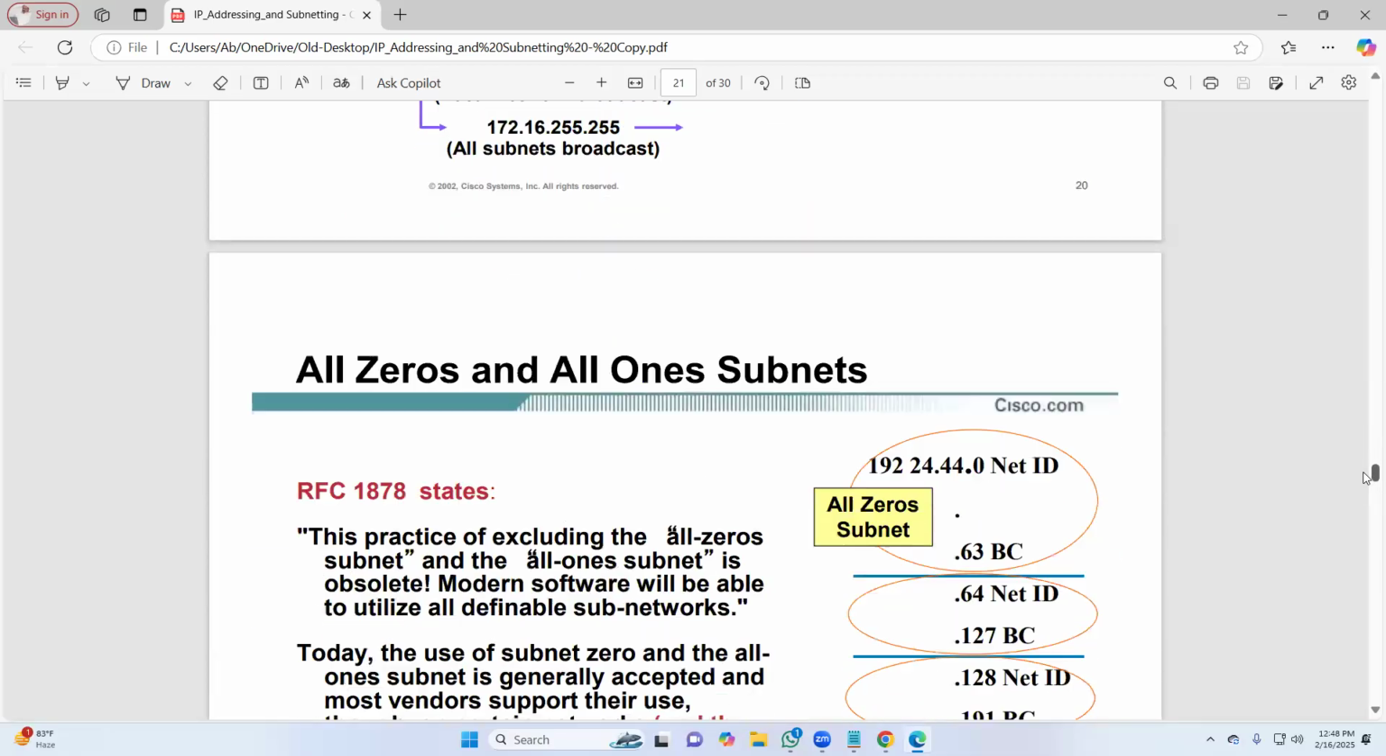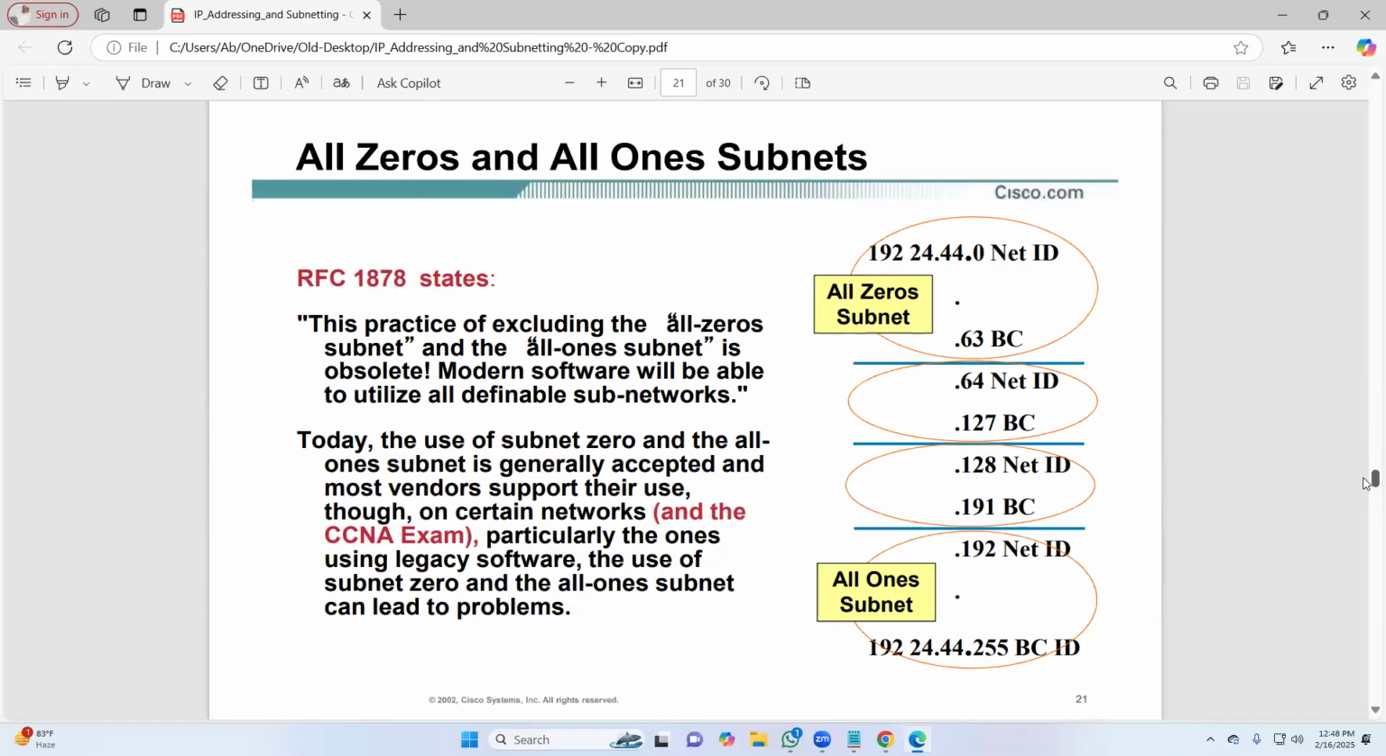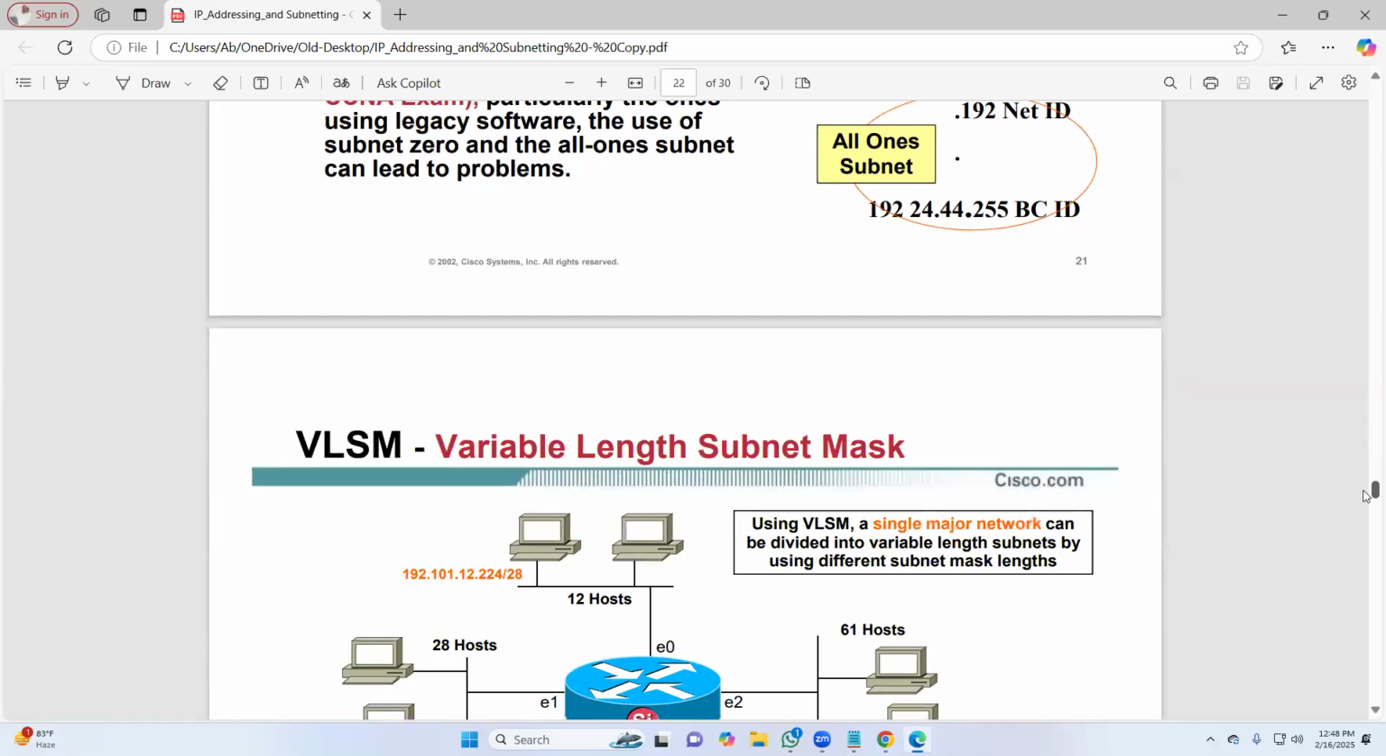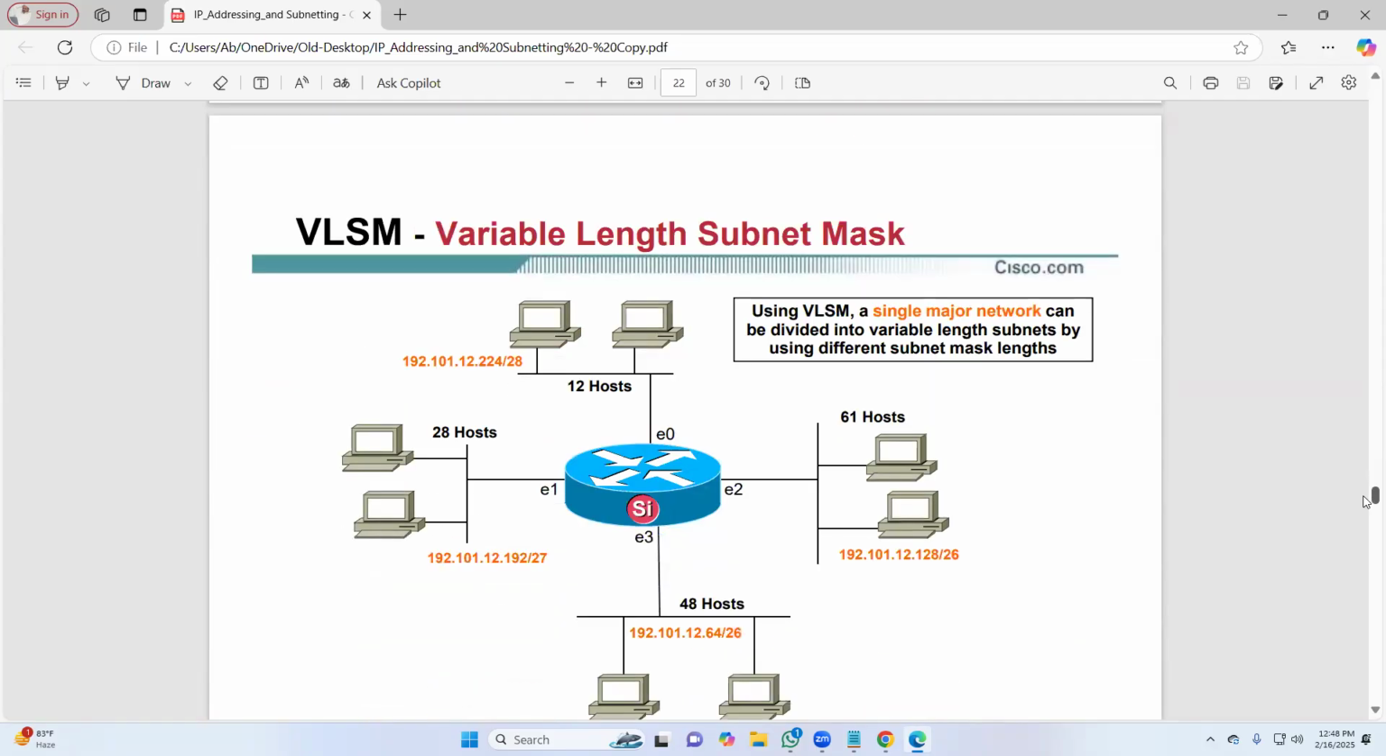Okay. All zero, all one subnet means this is the standard. All zero subnet, and this is the logic. This is the standard RFC 1878, and you can define here all zero VLSM. This is also the previous class of CIDR, variable length subnet mask. Using VLSM, a single network can be divided into variable length subnets by using different subnet mask lengths. And now this technique we are using, CIDR.